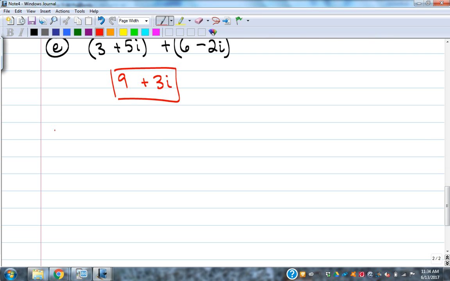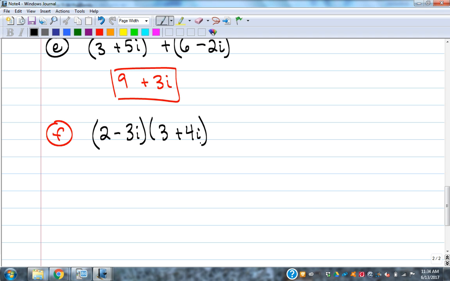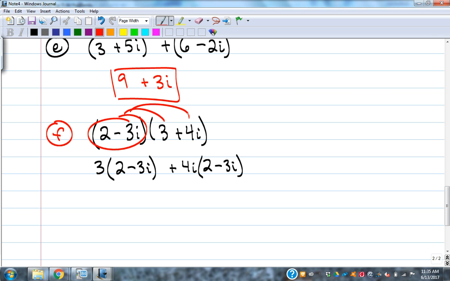So let's look at one of those multiplication problems. Let's say we had 2 minus 3i times 3 plus 4i. I'm going to show it by hand, and then we're going to do it with the calculator as well. So to do it by hand, it's distributive property just like we started the day with. You're saying 3 times 2 minus 3i plus 4i times 2 minus 3i. It's just distributing this to both terms. Okay? And then multiply it out.